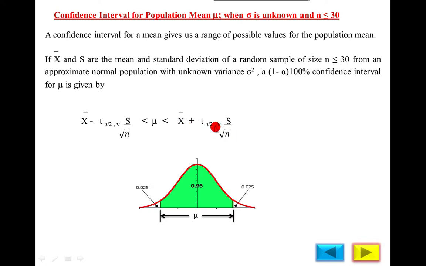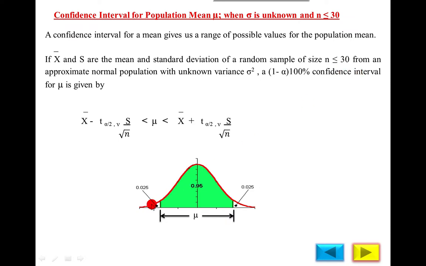If the level of significance alpha is 5%, alpha upon 2 will be 0.025. I have already explained in testing of hypothesis that the total area under the curve is 100%. This 0.025 plus 0.025 equals 5%, and this remaining area is 95%. This area is called the confidence interval: 1 minus alpha, the total probability, into 100%.